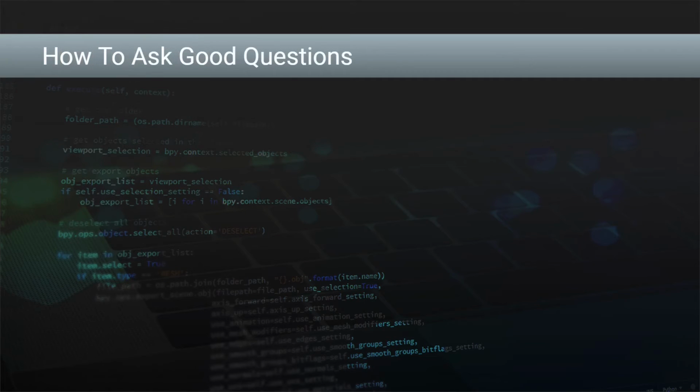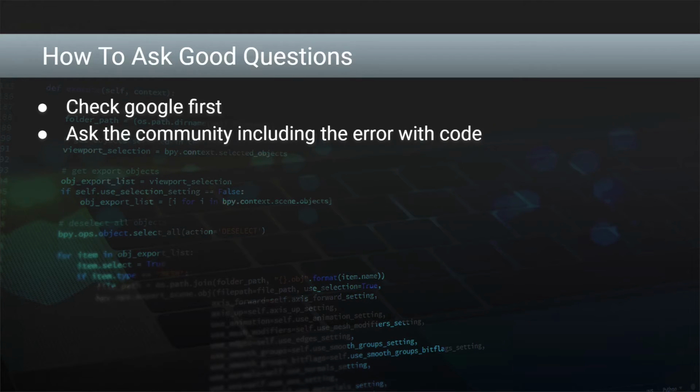Lastly, I'd like to go over how to ask good questions now that you're a part of the Zynos Studios community. When you come across an error, try to copy it and paste it into your browser. A good majority of the time, someone else has had the issue, and you'll find one of multiple forum posts describing how to solve it. If you're still stuck, ask the community. Include both the error and the code. When posting your code, be sure to use code highlighting.